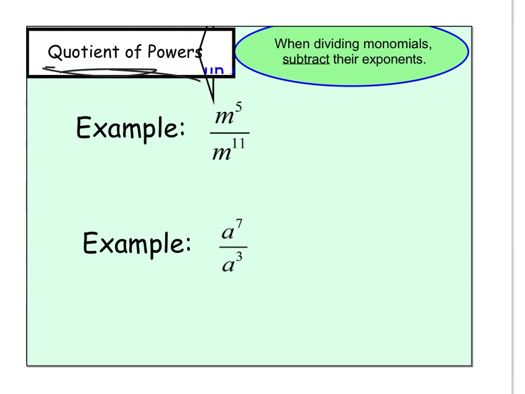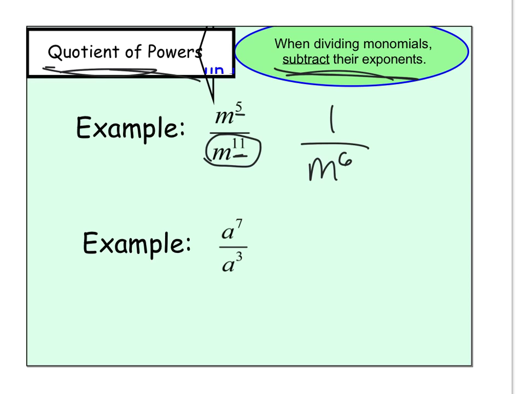So, quotient, dividing. I'm going to subtract their exponents. Okay? So I've got m to the 11 and m to the fifth. So where do I have more? In the bottom. By how many? 6. So my simplified answer is going to be 1 over m to the sixth.